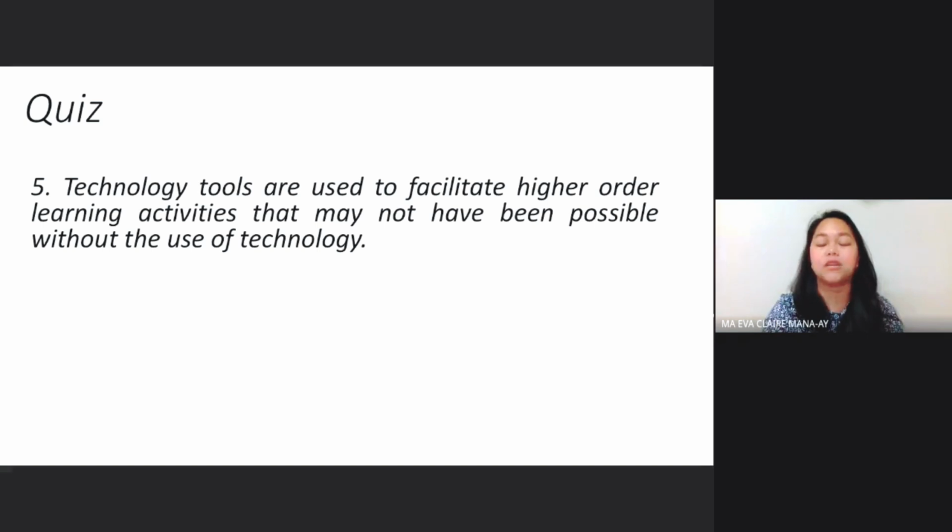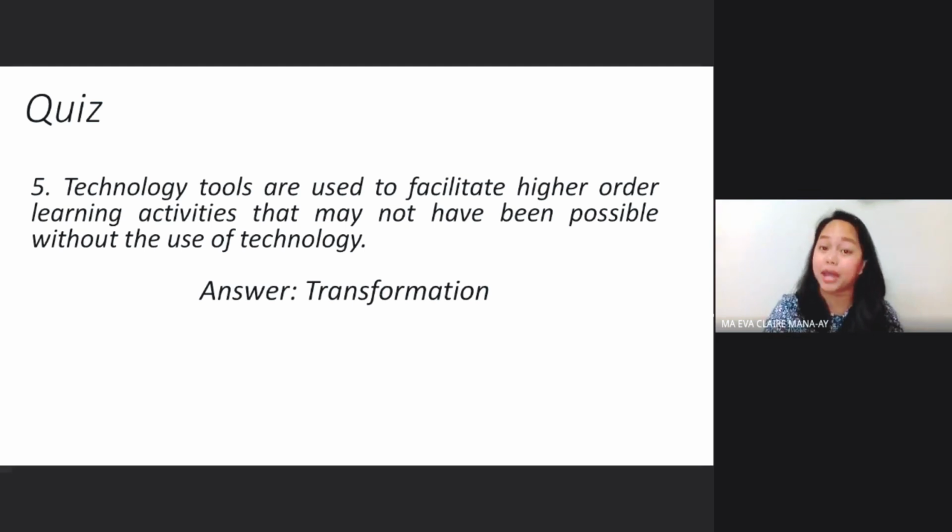I think I've already given you a hint in number 4. So what do you think is the correct answer for number 5? Please put that in our chat box. Okay, if you have answered transformation, of course, that would be the correct answer for number 5. Let's proceed to number 6.